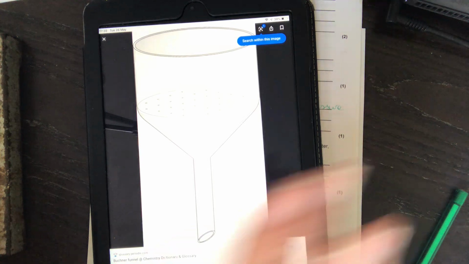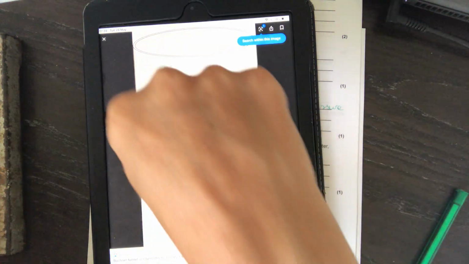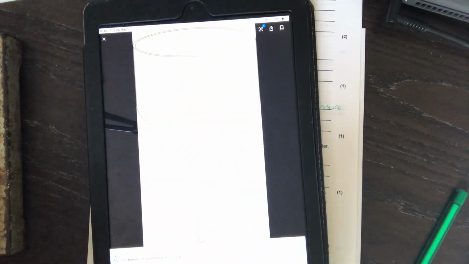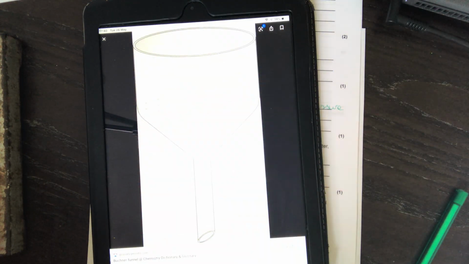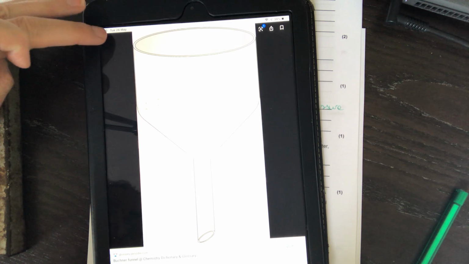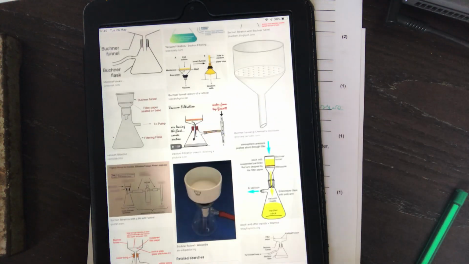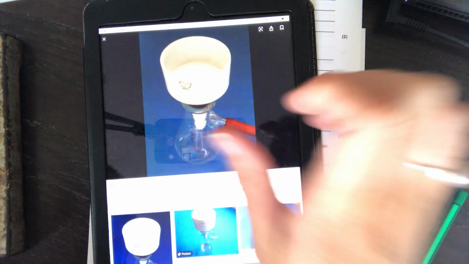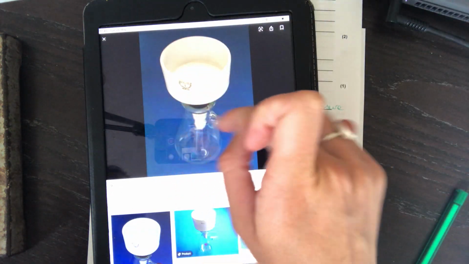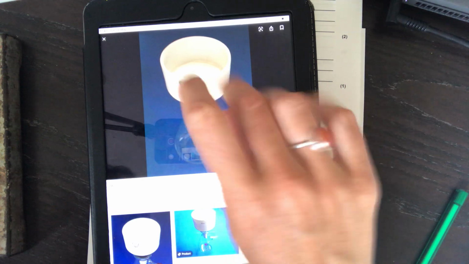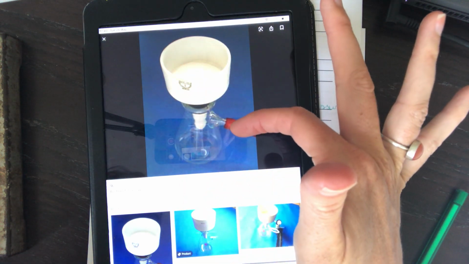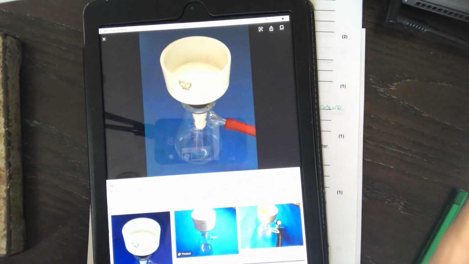It's like a cross section through it. This has perforations in it, and you put some filter paper on it with the thing on top that you want to dry. The conical flask that it's attached to has a side arm that you attach some rubber tubing to, and then you attach that to a vacuum.